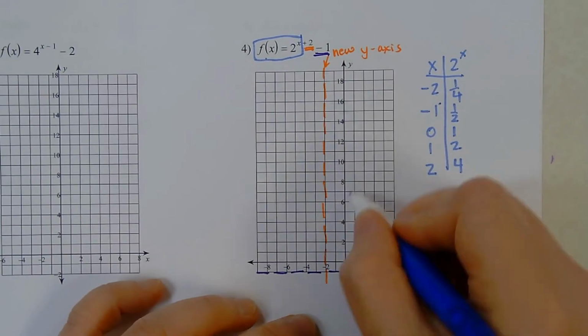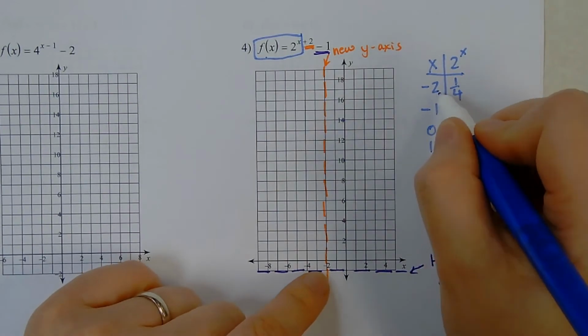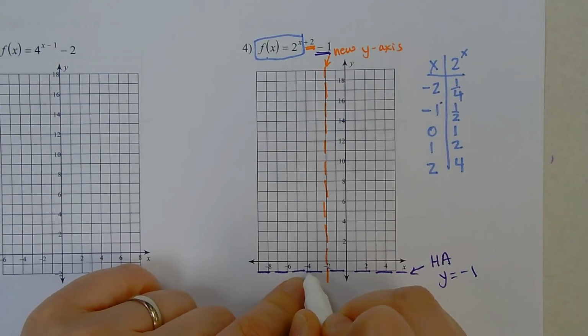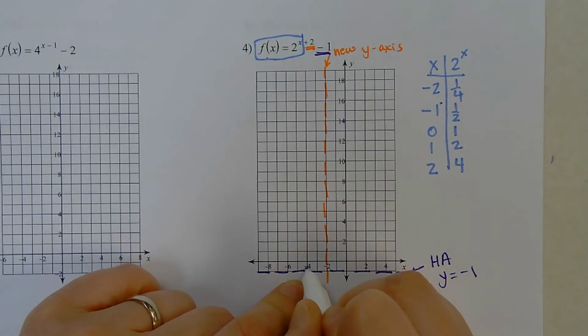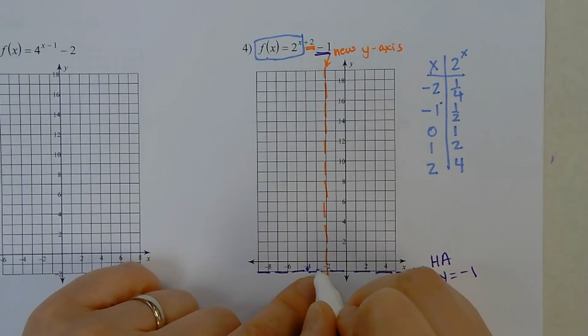Okay, ignore these numbers, because they are incorrect right now, just while we're graphing. So if x is -2, we're going to go -2, and then we're going to go 1/4. So we're going to just go up 1/4. If x is -1, we're going to go up 1/2.